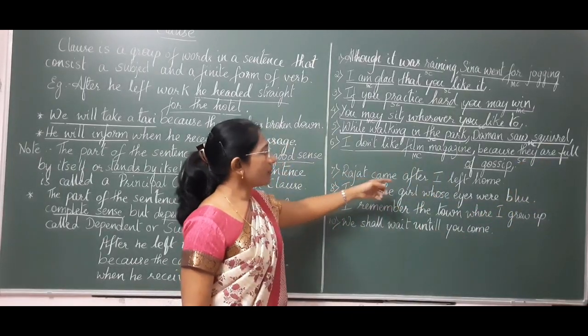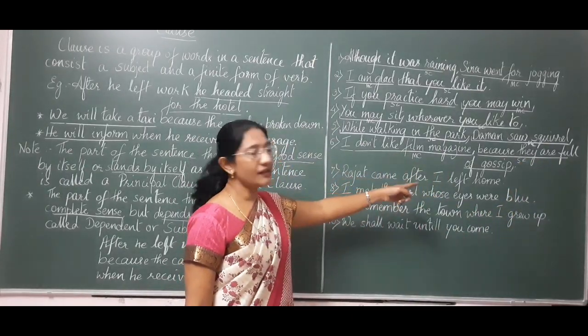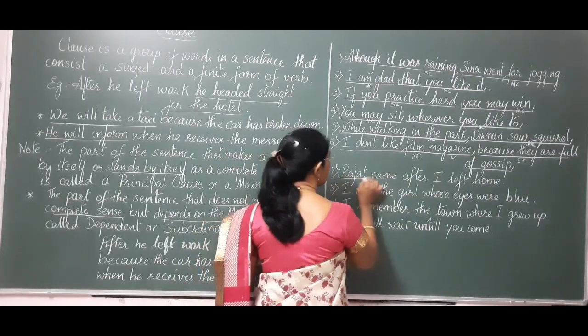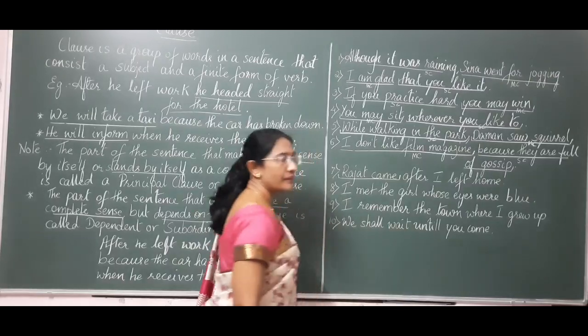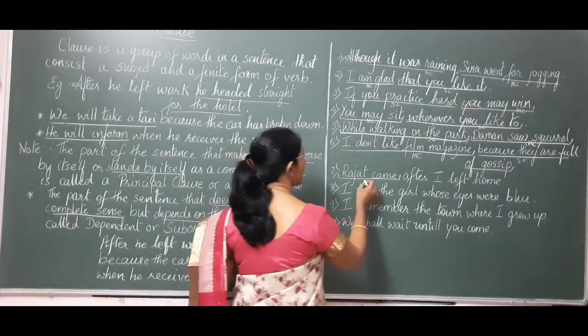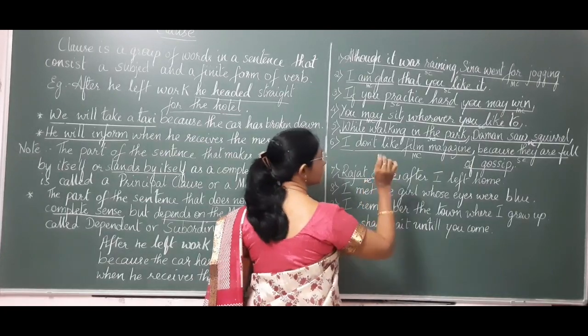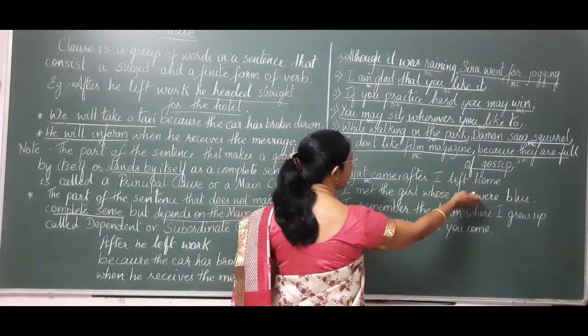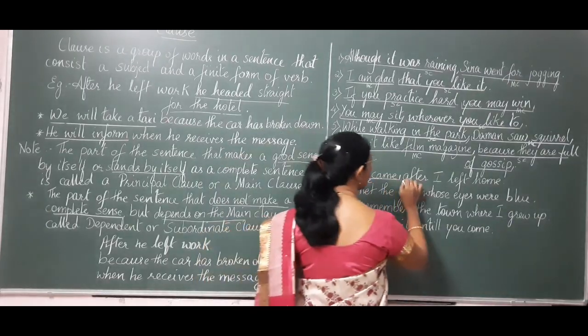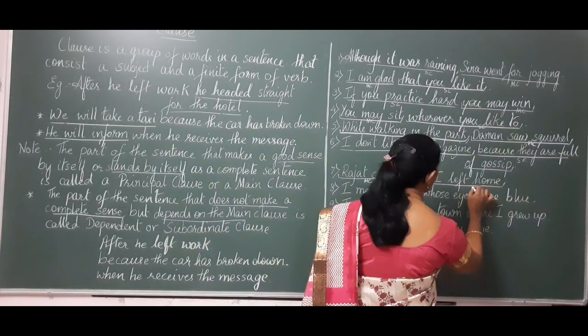Rajat came after I left home. So we split it meaningfully. "Rajat came" gives a complete sense or complete meaning, and it is a main clause. "After I left home" is a part of the sentence which depends on the main clause, so it becomes a subordinate clause.